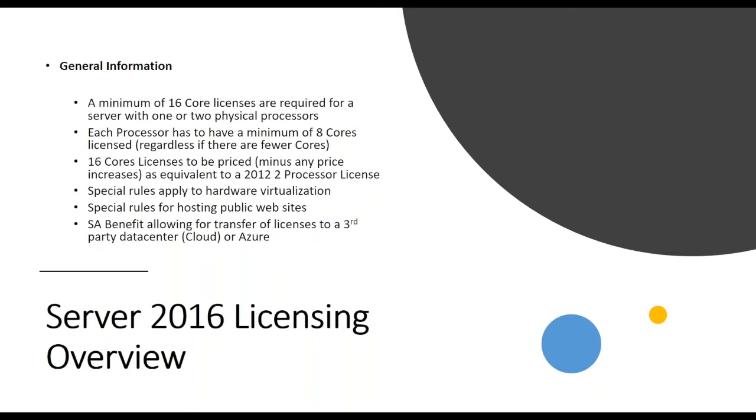Each processor has to have a minimum of 8 cores assigned to it. So even if I have, I don't even know if this is possible, but if I had 4 processors with 4 cores each, it's not 16 cores, I need 32 because they have an 8 core minimum per processor, but a 16 core minimum per server. So if I had a 1 processor, 8 core box, it still needs 16 cores. From a licensing perspective, 16 cores for the most part is equivalent to a 2012 two processor license. And then we've got some special rules that we're going to get into when it comes to hardware virtualization and things of that nature, okay?